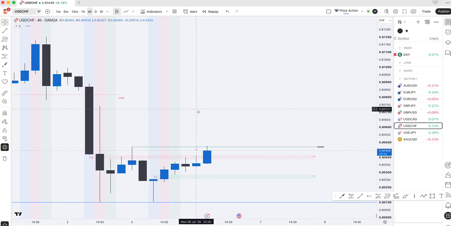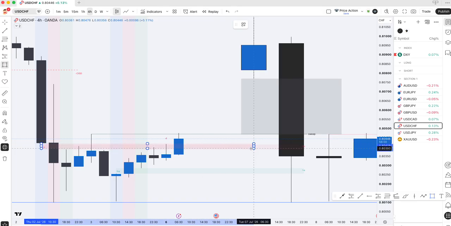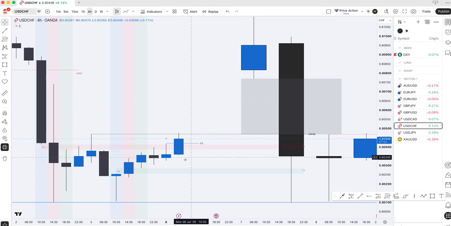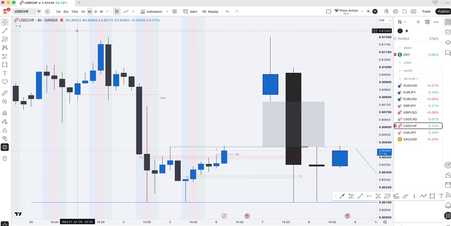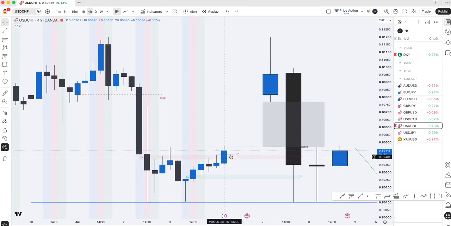We are already in an FVG. Let's look at 4 hourly. We are in an FVG and we already tapped into this. If I get a C2 here, I could look for sells in this, targeting this low. Yeah, I think this will be a great short to these lows.